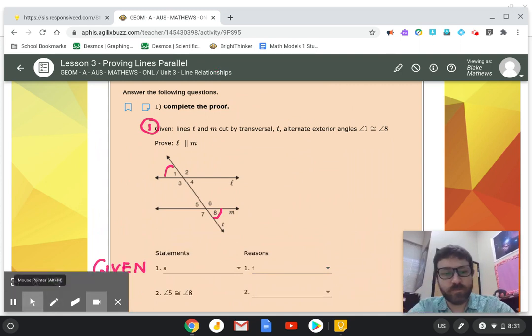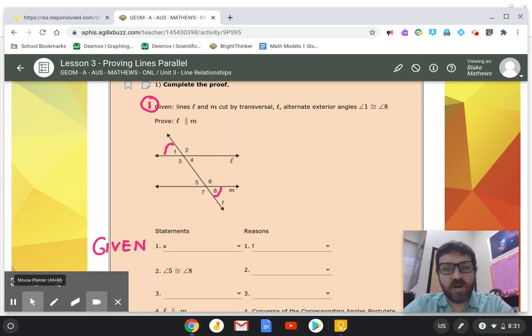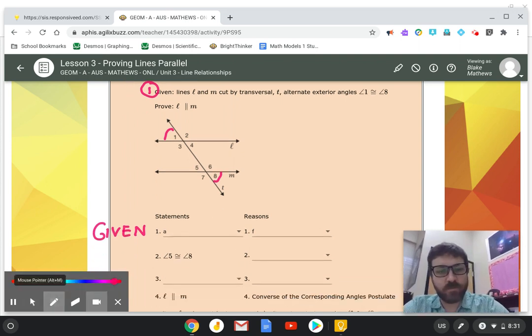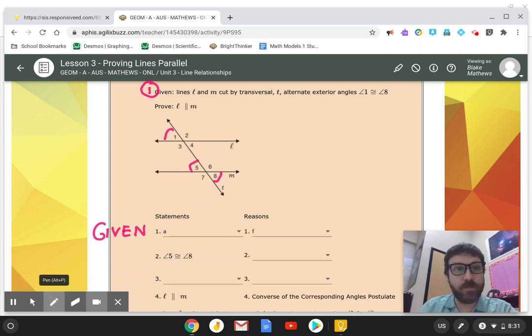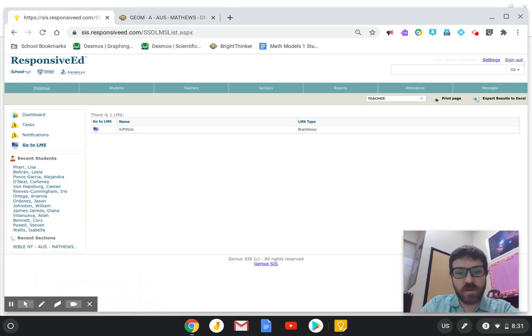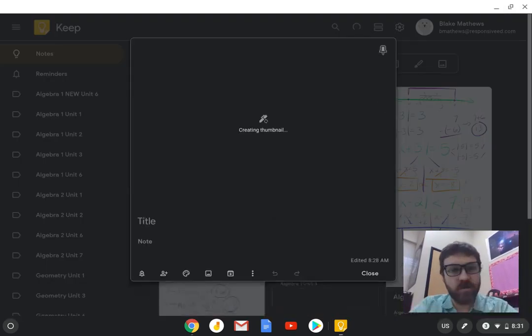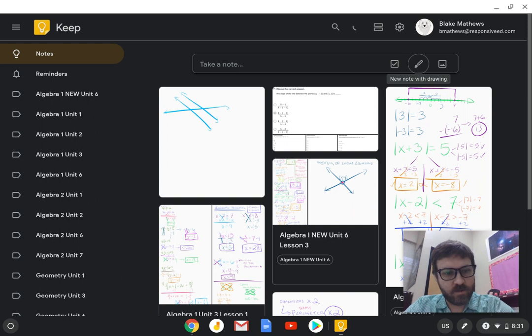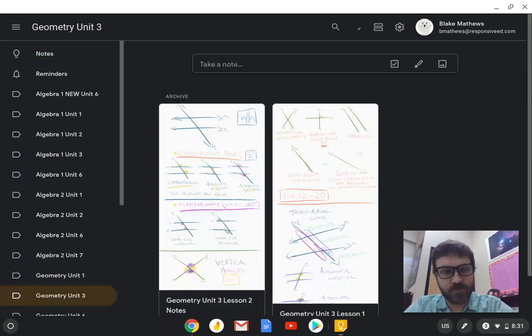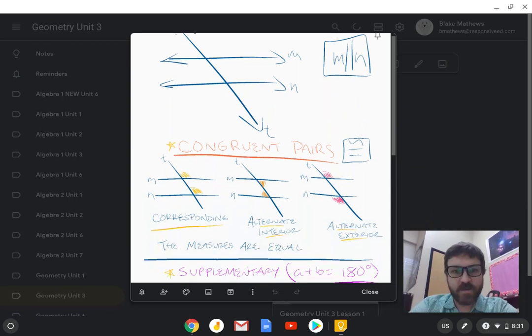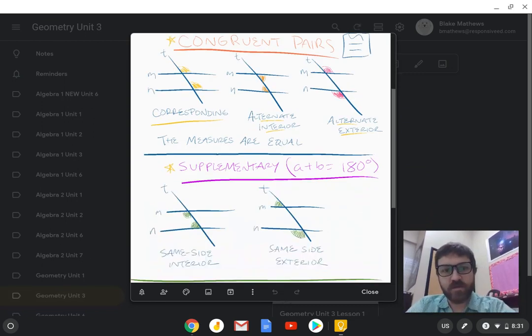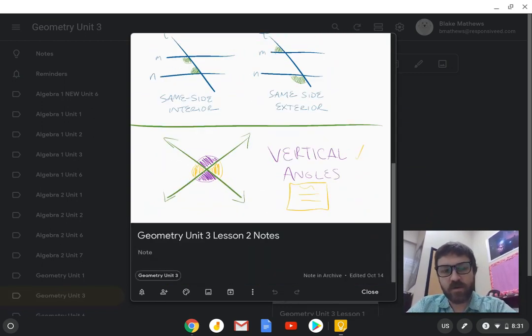So then we keep going. Then it says angle 5 and angle 8 are congruent. Okay, so they're saying angle 5 and angle 8. That's here and here. So why are 5 and 8 congruent? You need to jump back to your notes and take a look. Let me bring up our notes from that lesson. Here we are. We had groups of angles that were congruent, supplementary, and then we had vertical angles.